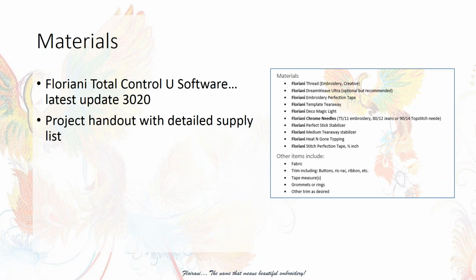The materials that you're going to need under Floriani materials are, of course, your thread, so embroidery thread and creative thread. Your Floriani Dreamweave Ultra, and I put in there that this is optional, but I really recommend it for preparing your fabric to accept your embroidery. Perfection tape, your Floriani template tearaway, and your template tearaway is important for this particular project. We're also going to be using the Floriani Deco Magic, and I used the light.